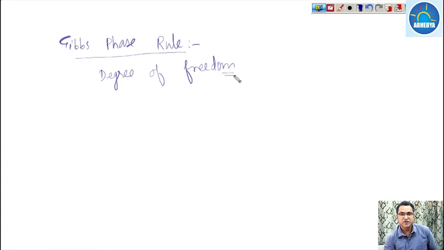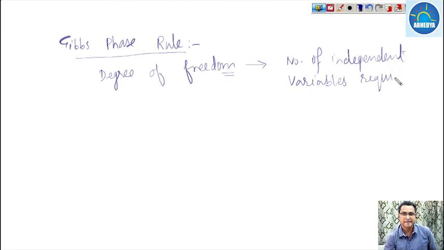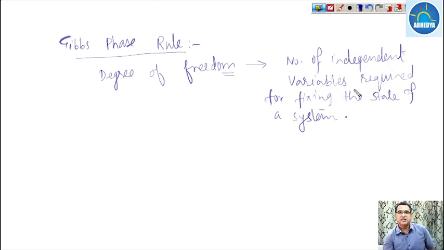And what is the meaning of degree of freedom? It means the number of independent variables required for fixing the state of a system. Okay, how many independent variables are required for fixing any state.